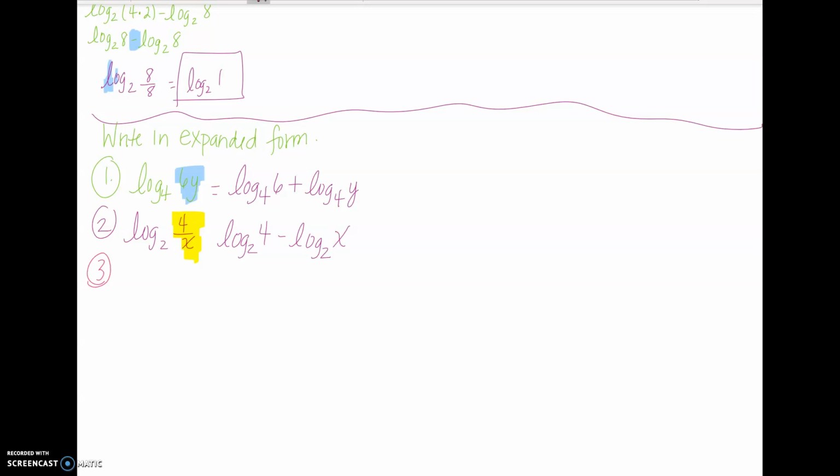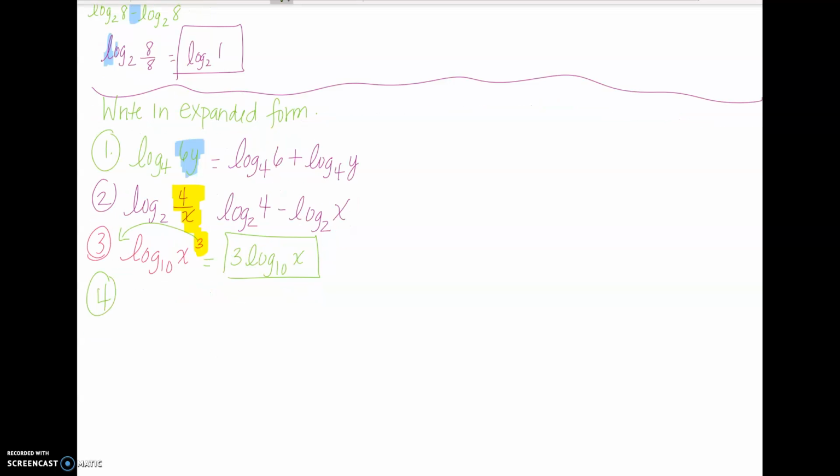Number 3, log base 10 of x to the 3rd power. This is not a quotient, it is not a product, but it is a power. That means when I expand it, I take that power and put it out in front of the log. So it becomes 3 times log base 10 of x, and that is it. All right, number 4.